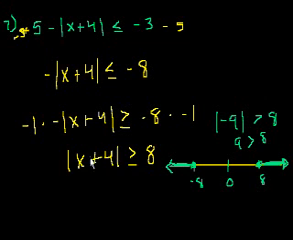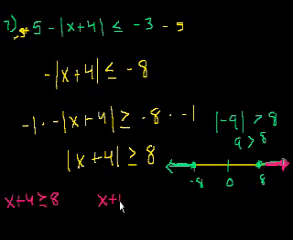So what does that tell us about this equation? Well, the easy one is x plus 4 could be greater than or equal to 8. So let's write that down. X plus 4 greater than or equal to 8. And that takes into consideration that the magnitude is greater than or equal to 8 there. Or x plus 4 less than or equal to minus 8. That's the magnitude to the left of this negative 8 right there. And now we solve it.